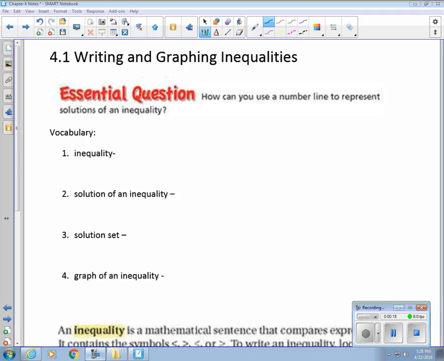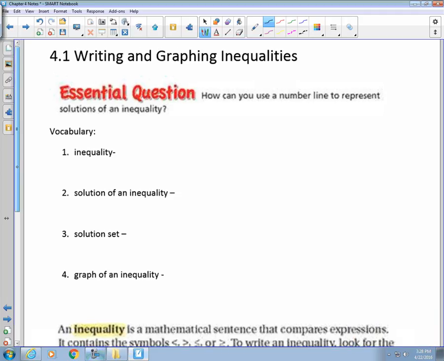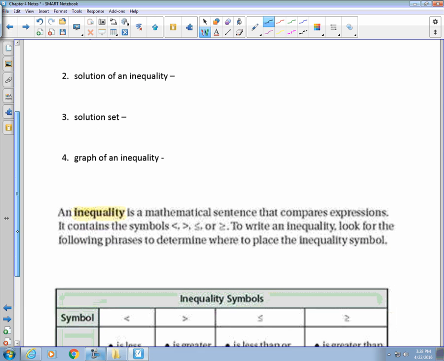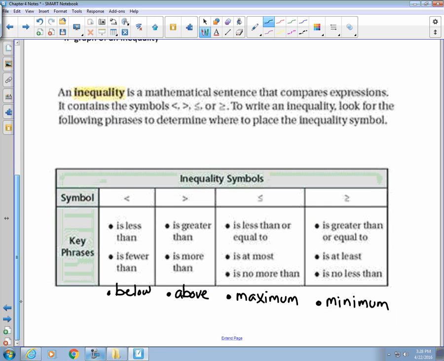The first one is an inequality. Obviously, in order to write and graph inequalities, we have to know what an inequality is. Solution of an inequality, solution set, and graph of an inequality. So we'll learn all of those in this lesson, and we can come back at the end and fill those in. So let's start right here with what an inequality is. We can read the textbook definition here.